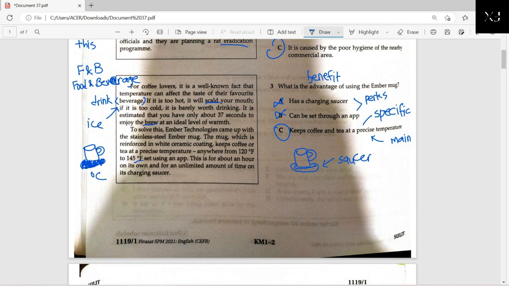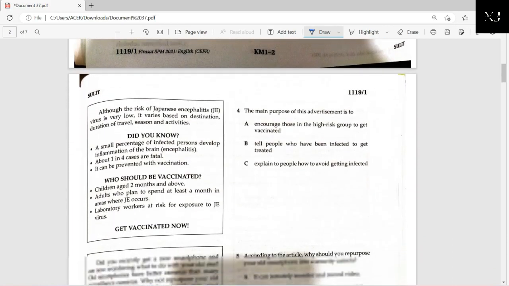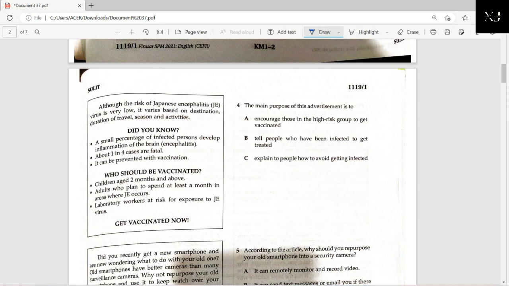A lot of students, I noticed, don't really know how to tell the difference between the main point and perks or elaboration. So you need to work on that. How? By reading. Read a lot of reading materials. I think the easiest way is to read newspaper articles. Usually the title will summarize the main point, right?